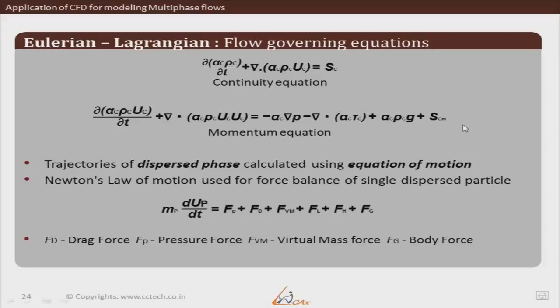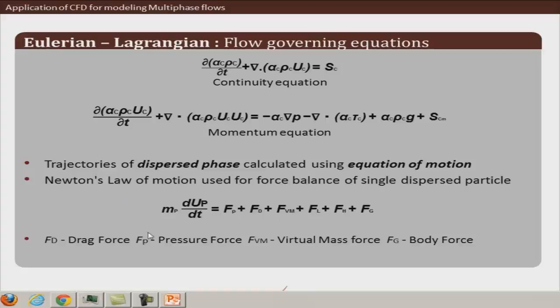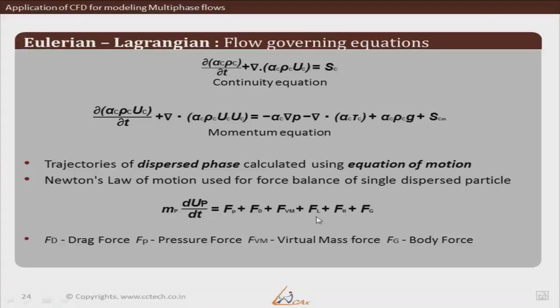Now coming to the mathematical treatment, we solve the set of continuity and momentum equations for the primary phase only. For the secondary or dispersed phase, the trajectories are calculated by using the equation of motion. So we use Newton's law of motion, which is just the balance of forces. This considers many forces involved, and takes into account the interaction between the primary and the secondary phase.